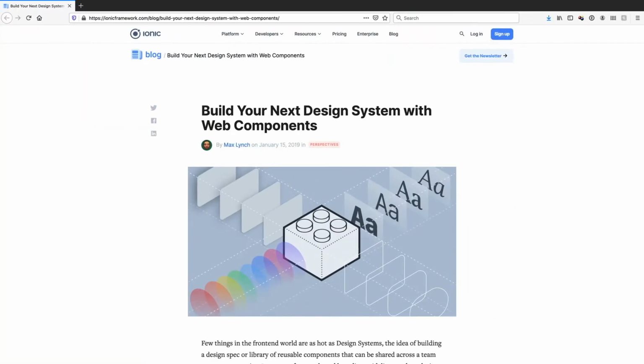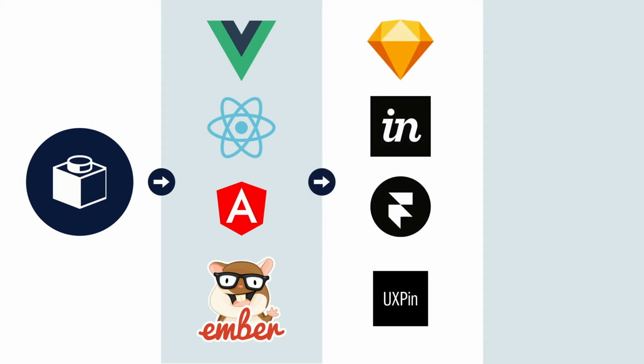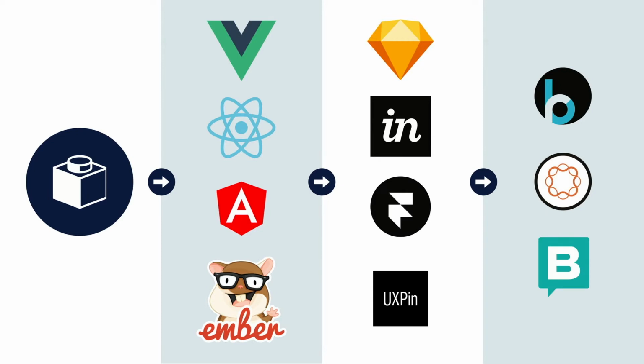Max wrote about how you should build your next design system with web components. And after I read this article, I started wondering, is this the point where it's actually possible? Maybe we can actually take a web component, convert it to Vue, Angular, React, Ember, bring it into design tools like Sketch, InVision, Framer, and UXPin, and then into CMSs like Bloomreach, Adobe Experience Manager, and Storyblok.